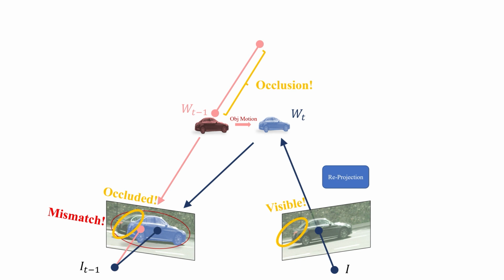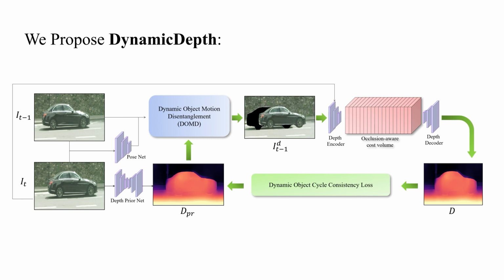To solve these mismatch and occlusion problems, we accordingly propose a novel multi-frame monocular depth prediction method called dynamic depth. We first predict an initial depth prior, which is sent to the dynamic object motion disentanglement module to solve the mismatch problem. The occlusion-aware cost volume is constructed for the final depth prediction. Our framework is trained by a novel cycle-consistent training scheme.